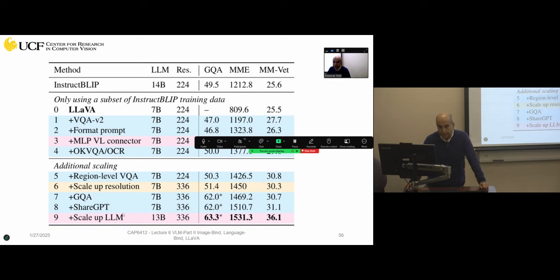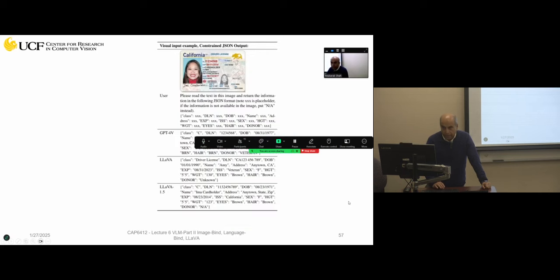Then they added this GQA, another data set, and ShareGPT, and increased the LLM from 7 billion to now 13 billion. So that made a difference. So that's the improved version of LLaVA, which is LLaVA 1.5.